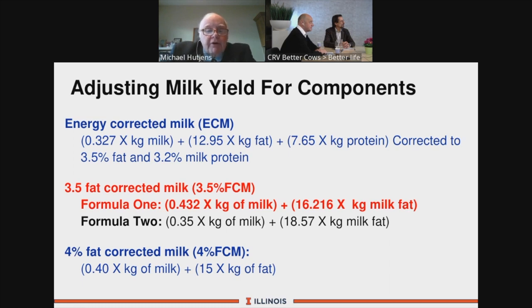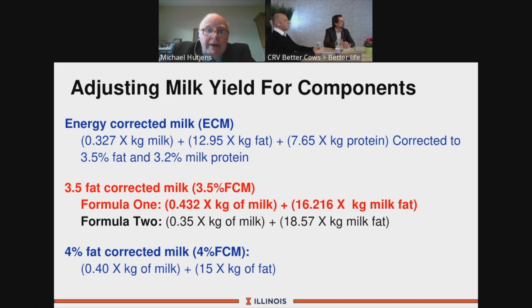There is a second formula there that also will calculate. Why 3.5? Well, when we started working with feed efficiency, this is kind of the typical milk fat level you'll find in Holstein cattle here in the U.S. Of course, that has gone up significantly, as you'll see here in just a minute. And then, of course, you can go to 4% fat-corrected milk.